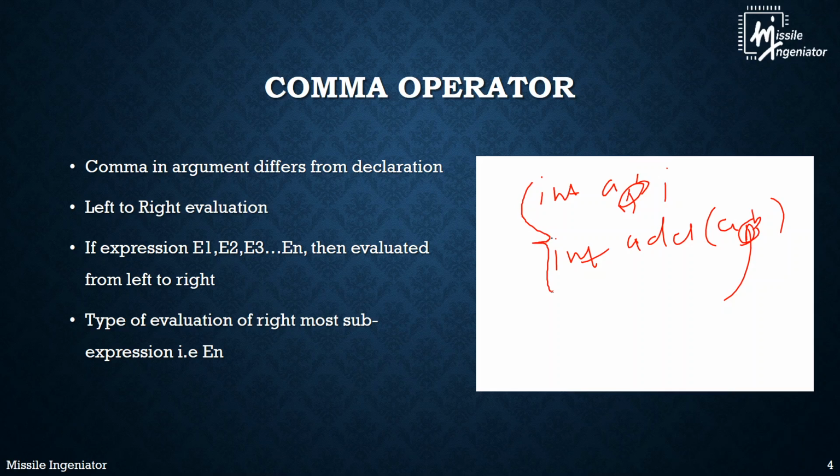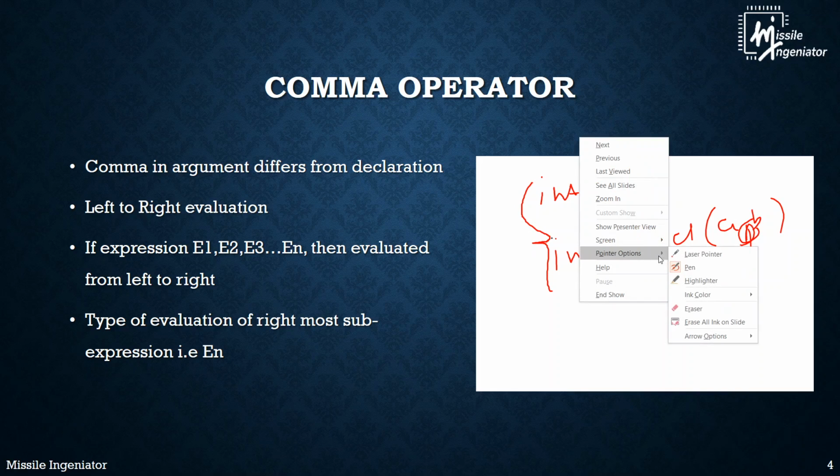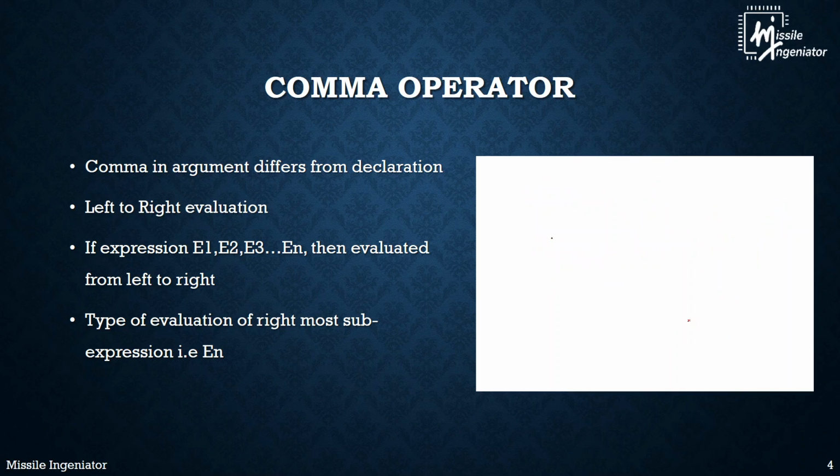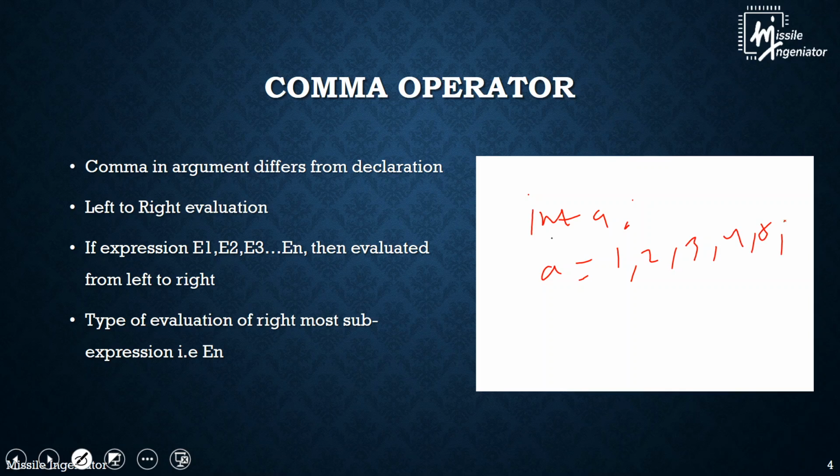But when you assign a variable value, say I declare int a, I can assign 1 comma 2 comma 3 comma 4. I didn't use any array concept here. In this case, 1 will be assigned to a, since it is evaluated left to right.